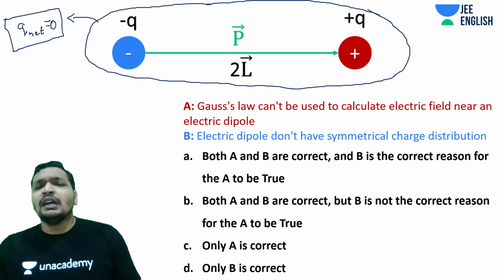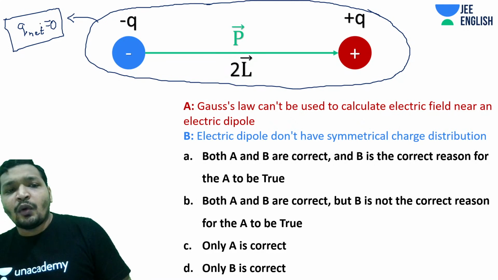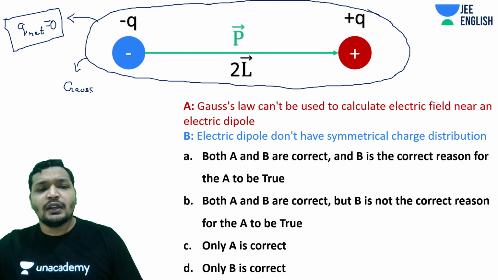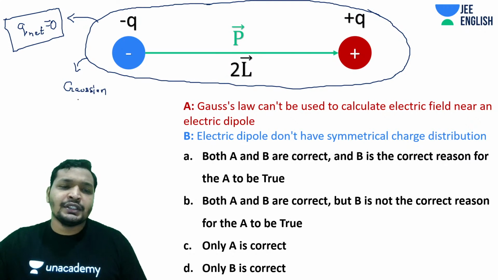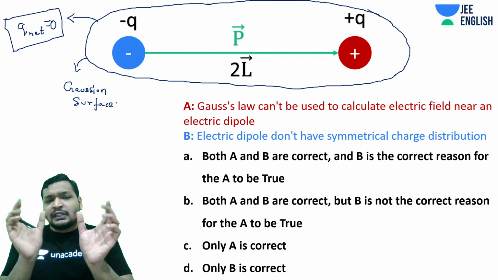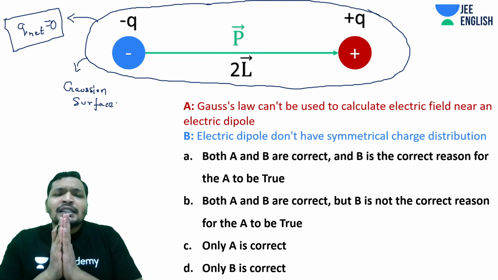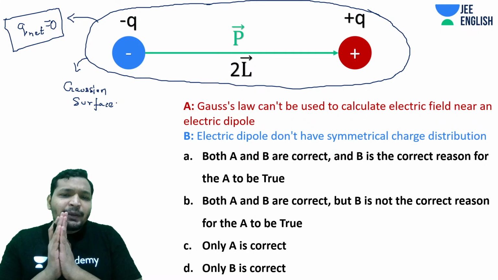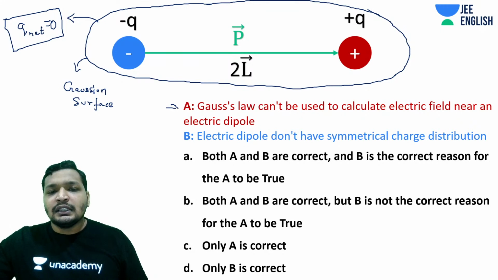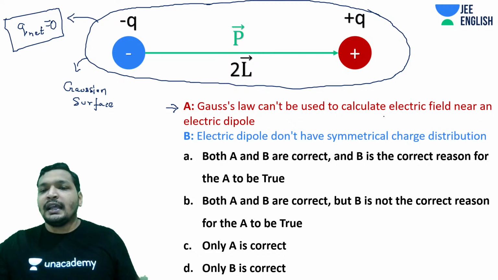Now comes my question. If you draw a Gaussian surface, the net charge enclosed is 0. This is a different kind of Gaussian surface, but it can be cylindrical or spherical. You can also think about a spherical Gaussian surface around these two charges which are separated by a small distance. Now the question is, can we apply Gauss law in this situation? So what does this question say? A says that the Gaussian law cannot be used to calculate electric field near an electric dipole.